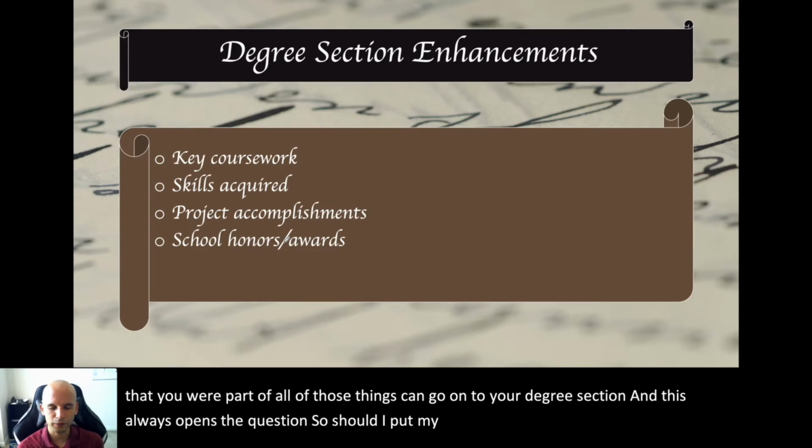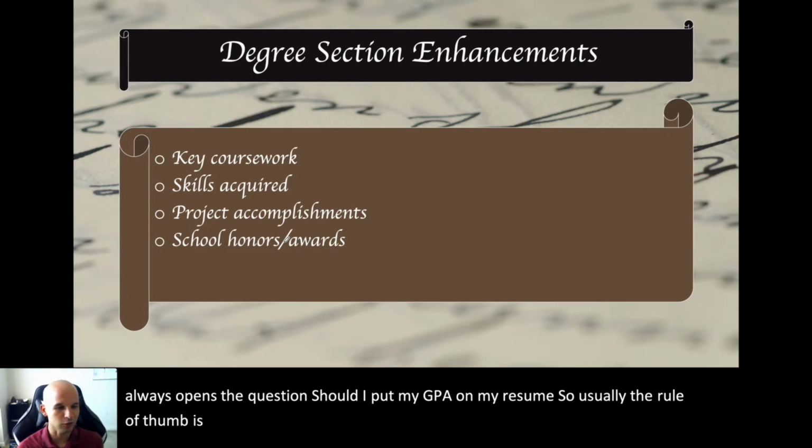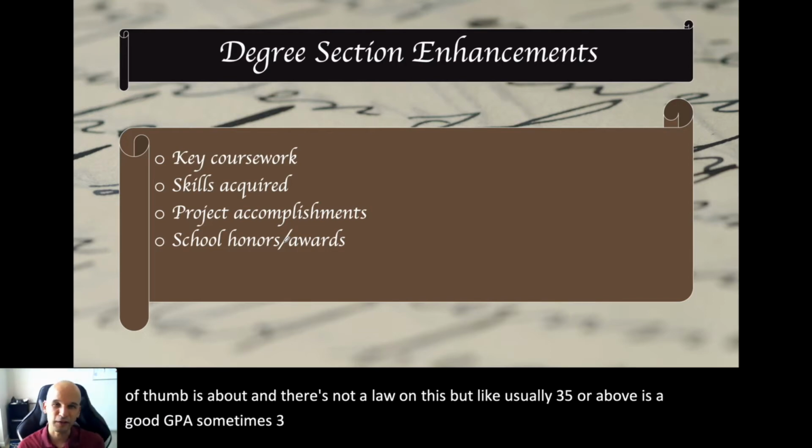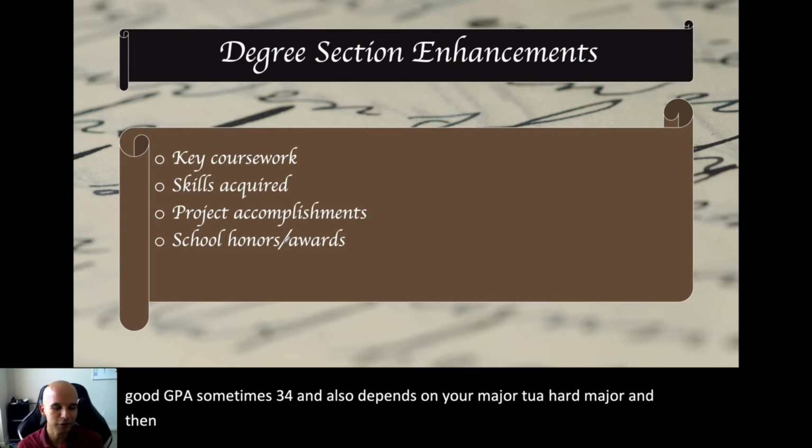Usually the rule of thumb, and there's not a law on this, is that 3.5 or above is a good GPA, sometimes 3.4. It also depends on your major too. Were you in a hard major? And so then it gets kind of complicated. So I usually just say 3.4 or above.